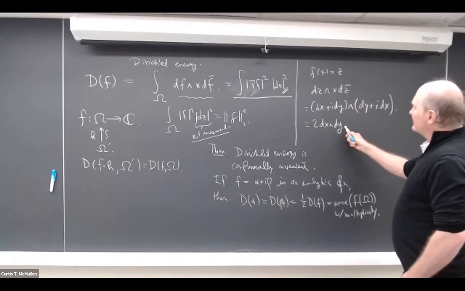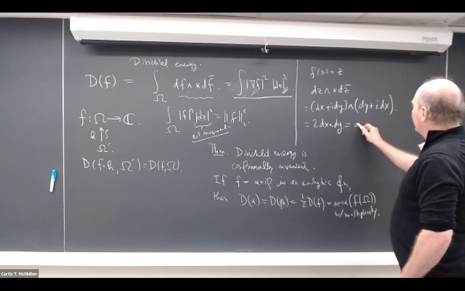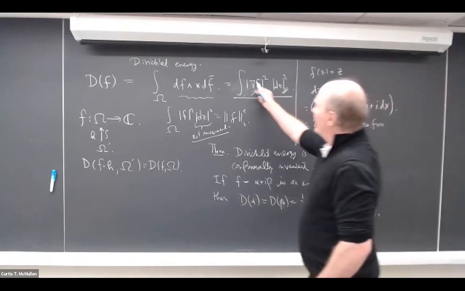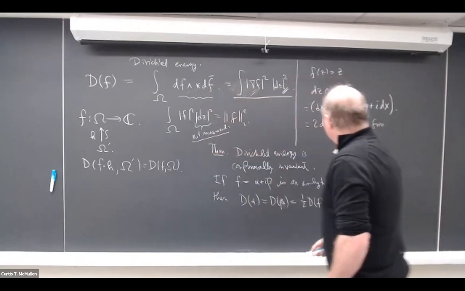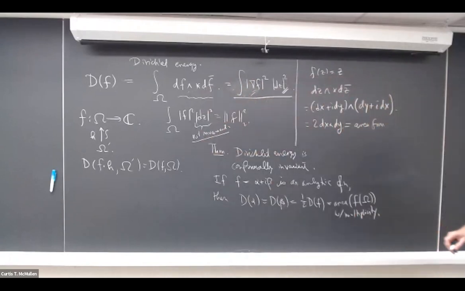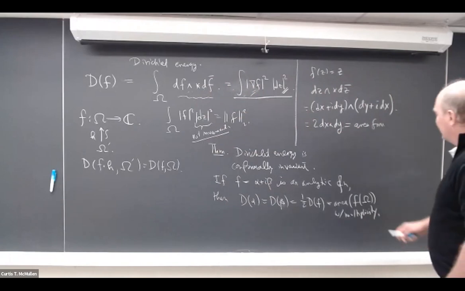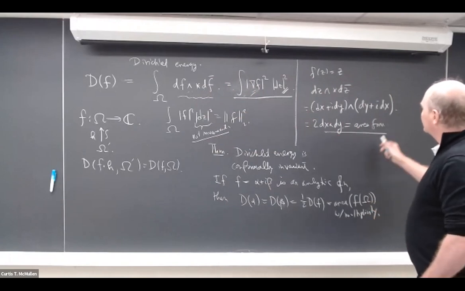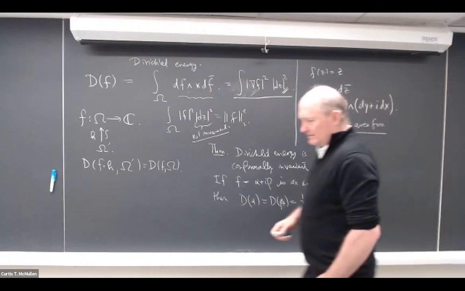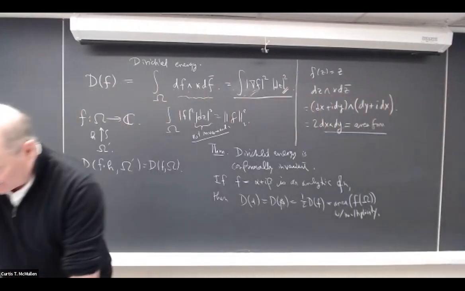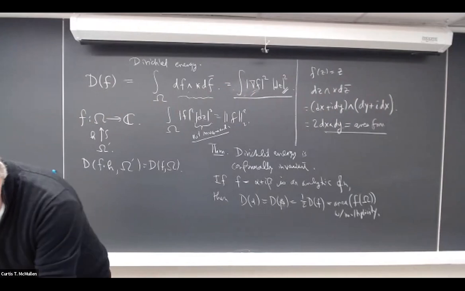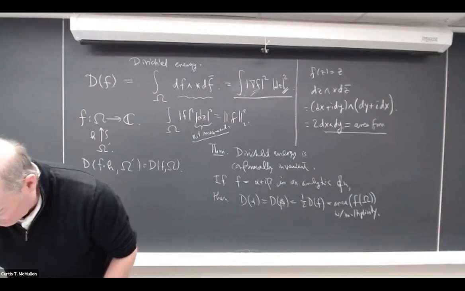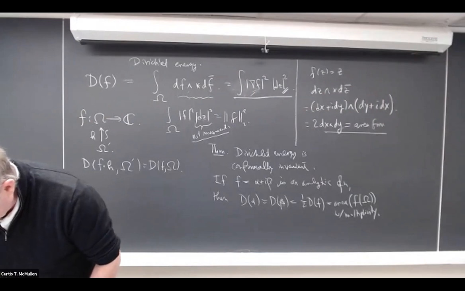And so what we're integrating here is this area form pulled back under the mapping f. And that's almost the definition of the area of the image with multiplicity. Okay, so that's a few words about the Dirichlet energy. It can be used to construct something called the Gaussian free field, which we will revisit when we start discussing probability theory.